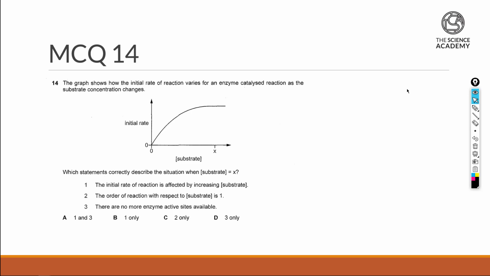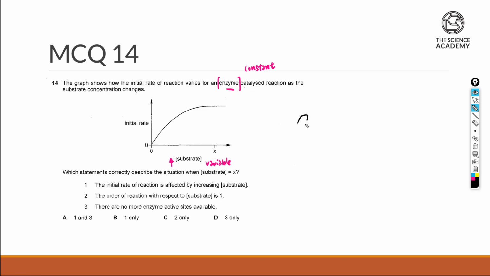MCQ 14 is a reaction kinetics question, particularly with the usage of enzyme as a form of biological catalyst. Now you can see that over here we have to assume that the concentration of the enzyme remains constant throughout this entire reaction, whereby the concentration of the substrate is actually increasing, which means that it is considered to be the variable.